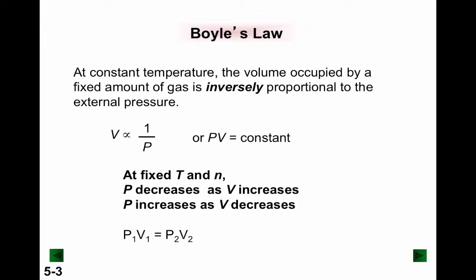The first of the three gas laws illustrates the relationship between volume and pressure and is called Boyle's law. Boyle was an English chemist who discovered that the volume of a gas is inversely related to its pressure at a given temperature. Therefore, volume is proportional to 1 over P, or PV is equal to a constant. As P increases, volume decreases, and vice versa.